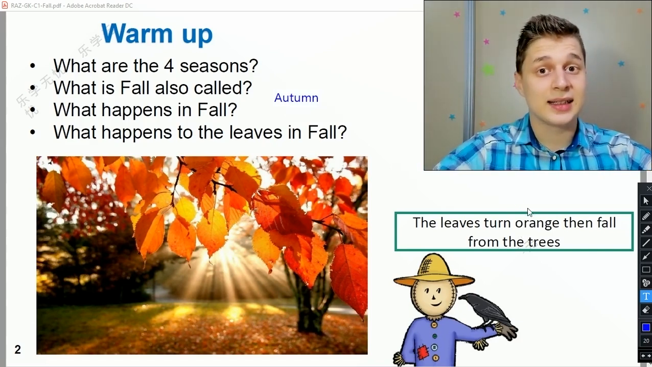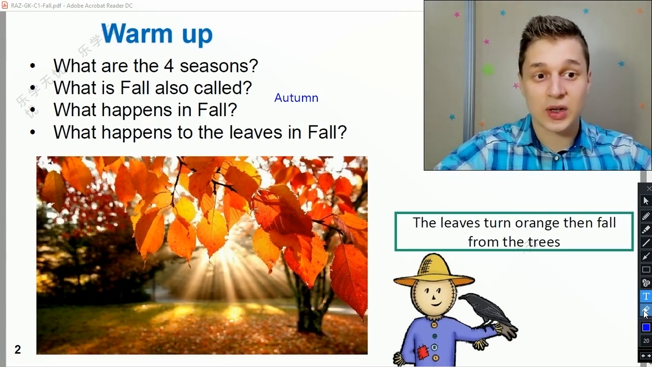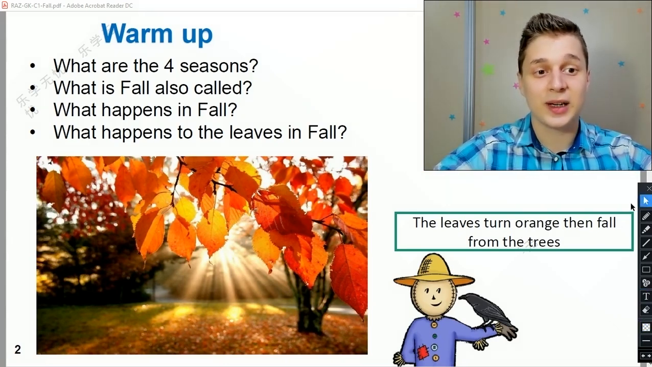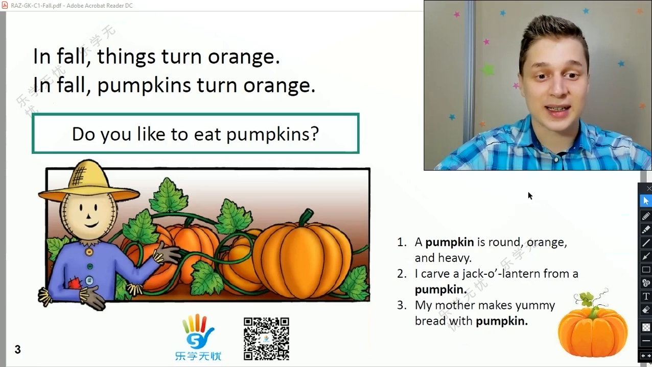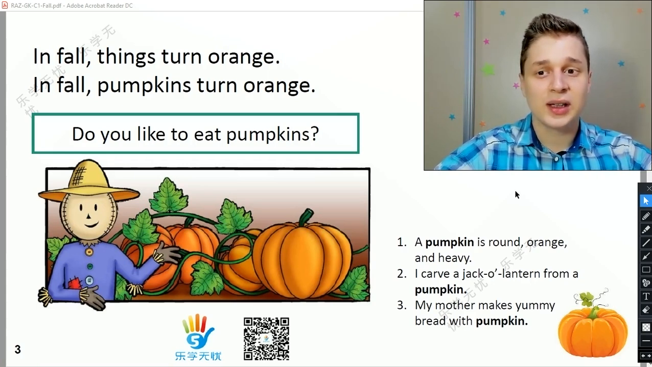At least some kind of trees do. Other trees, called evergreen trees, never let their leaves go, and their leaves stay green throughout the whole year. One example of a tree like this is the pine tree. But anyways, we're not talking about evergreen trees. We're talking about fall. In fall, things turn orange.